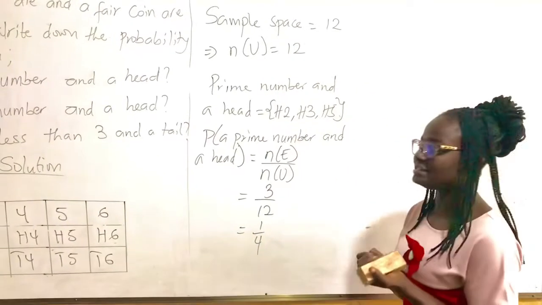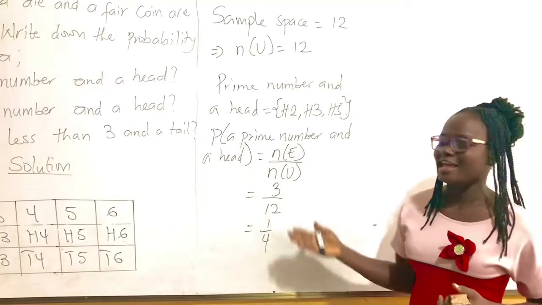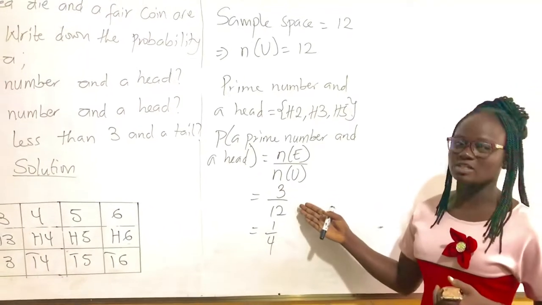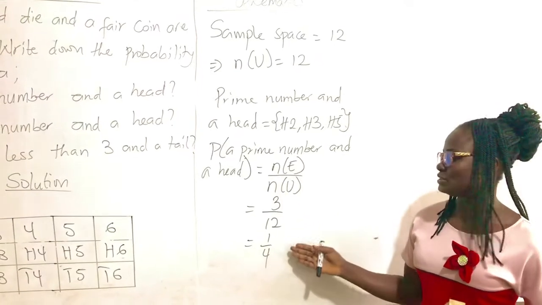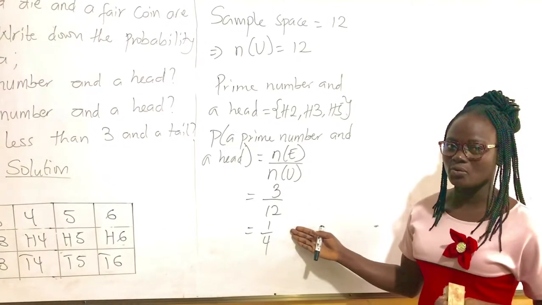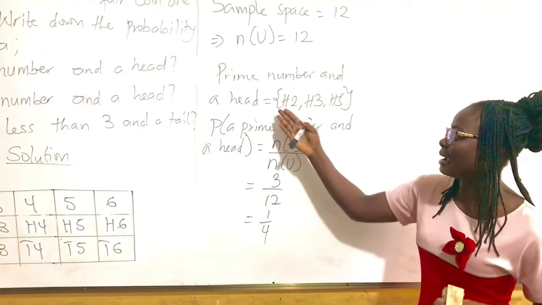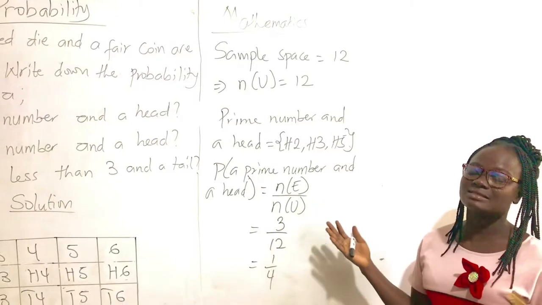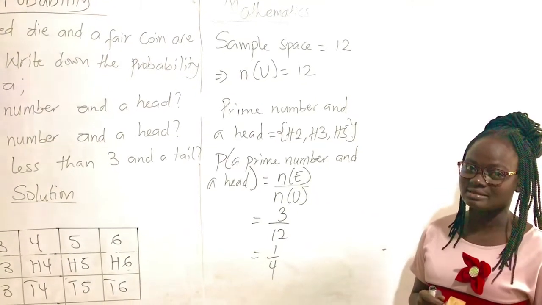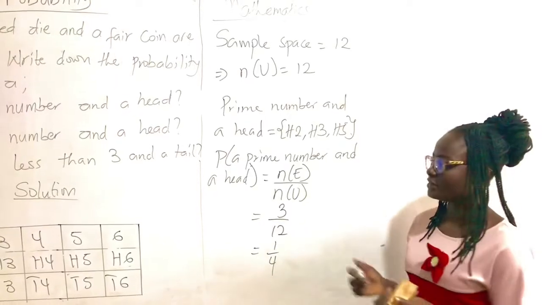So it means that the probability of obtaining a prime number and a head is 3/12. We can simplify it to get 1/4. You divide the events of obtaining a prime number and a head by our total sample space, by our total sample space of 12.